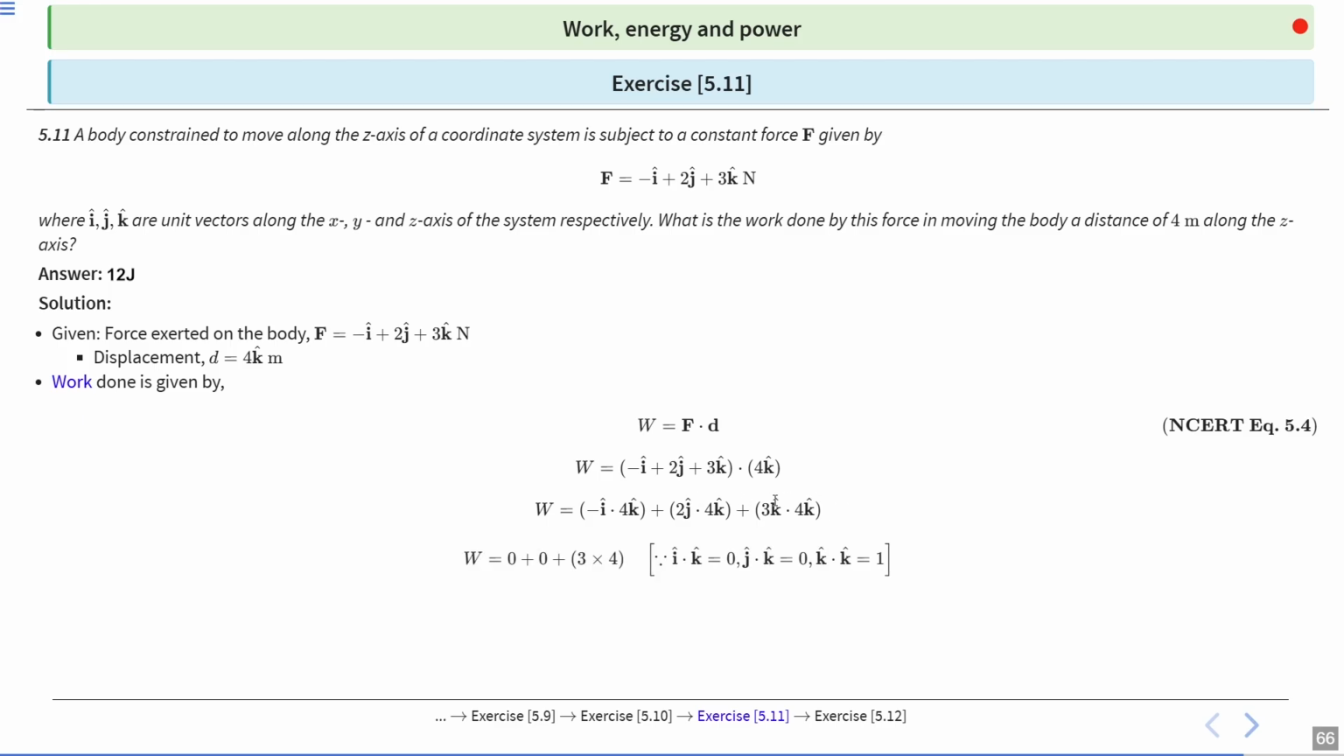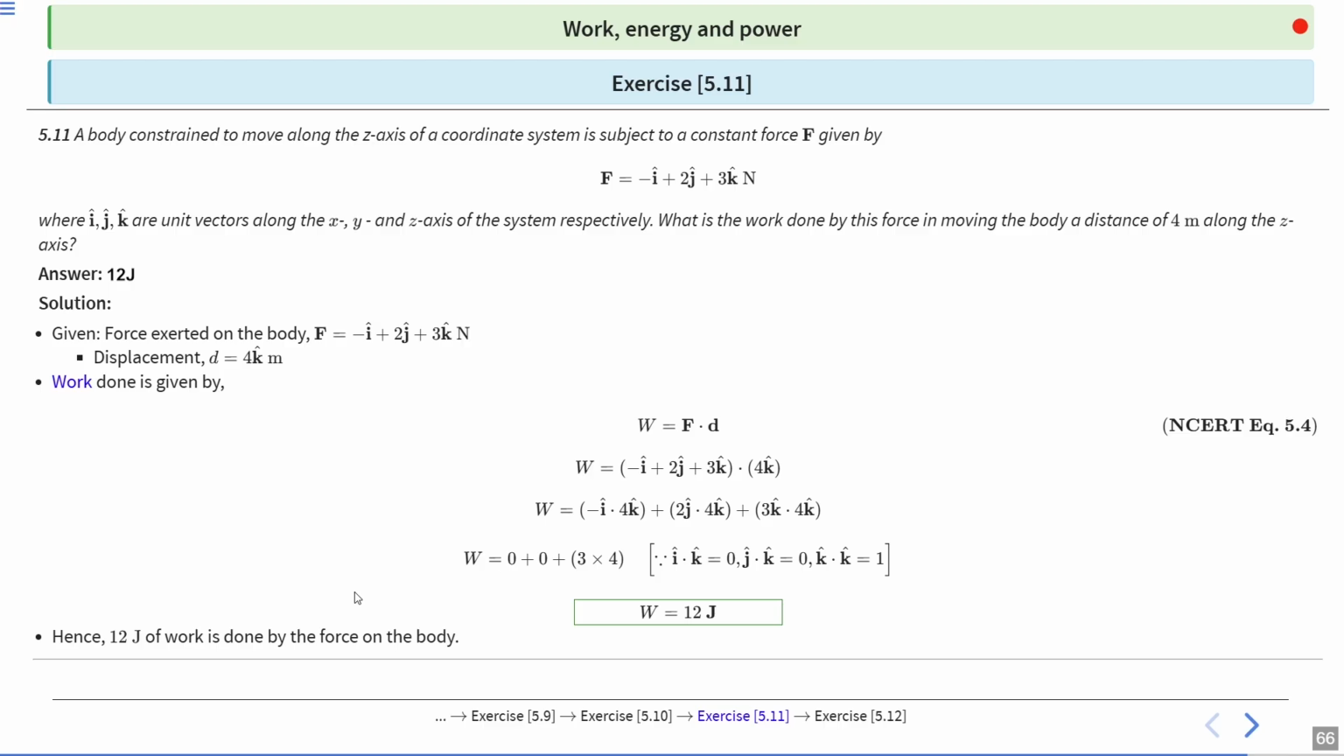So solving the dot product, you will get W is equal to 3 into 4, because we know i dot k is equal to 0, j dot k is equal to 0, and k dot k is equal to 1. So these are the dot product properties. So W is equal to 12 joule. Clear? Hence 12 joule is the work done by the force on the body.